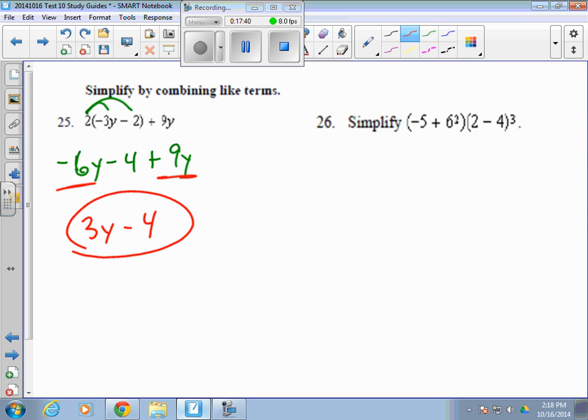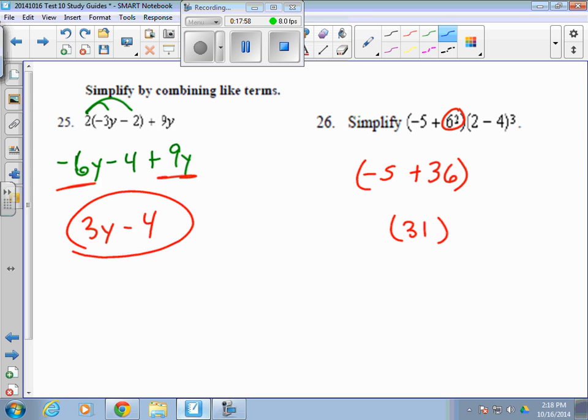Same thing with this other one. Square 6 inside. Remember, do what's inside parentheses first and work your order of operations. Please excuse my dear Aunt Sally once you're inside. 6 squared is going to be 36 plus negative 5. Still inside parentheses right there. Subtract them. 36 minus 5 is 31.